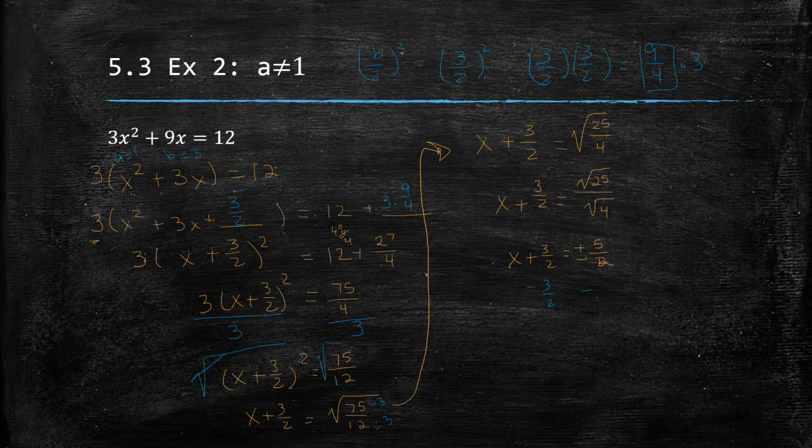So minus 3 over 2 on both sides, x is equal to negative 3 over 2 plus or minus 5 over 2. We're not done yet. I want you to go ahead and do both sides here. So you have negative 3 over 2 plus 5 over 2, which is equal to 2 over 2, which is 1. So x is equal to 1 over here. And then if we do the negative side, we have negative 3 over 2 minus 5 over 2. So negative 3 minus 5 gives you negative 8.